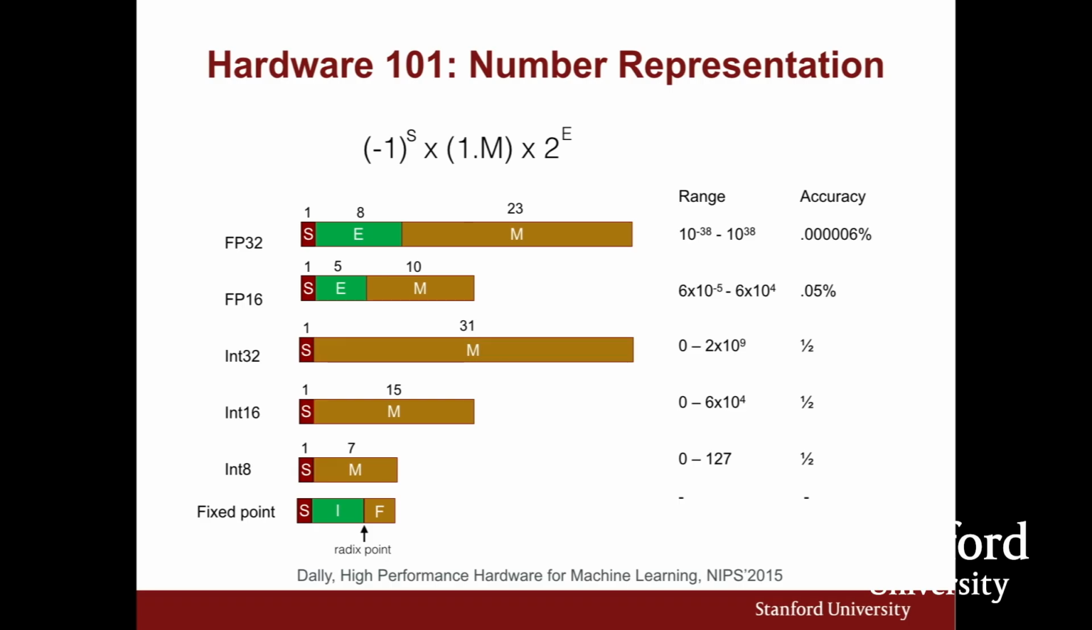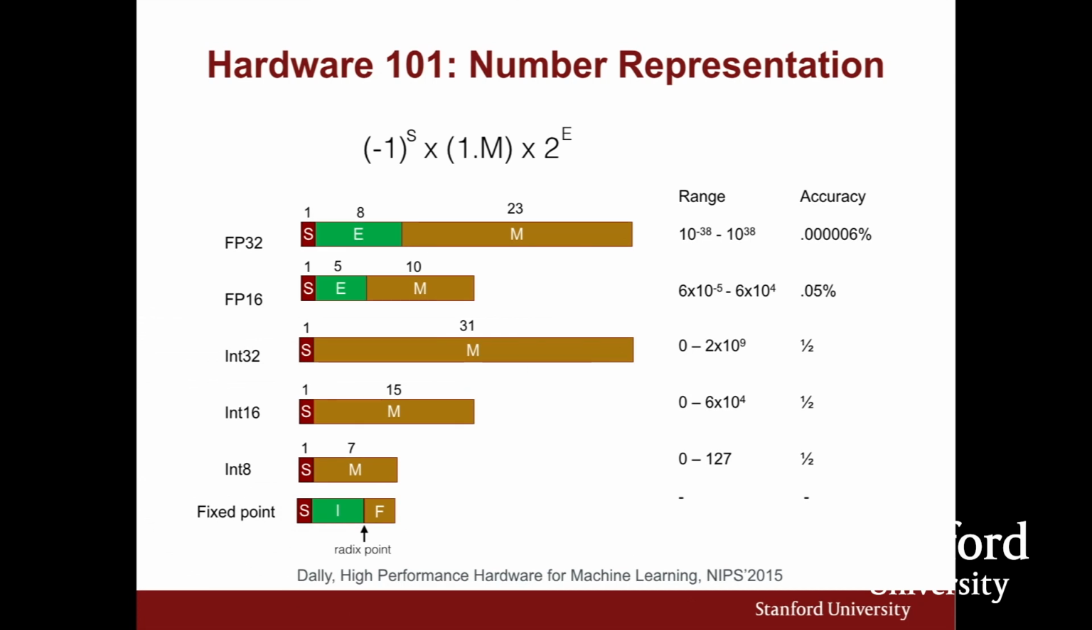And another slide for hardware 101 is the number representations. In this slide, I'm going to convey the idea that all the numbers in computer are not represented by a real number, but they are actually discrete. Even for floating point, using 32-bit floating point numbers, the resolution is not perfect. It's not continuous, but it's discrete.